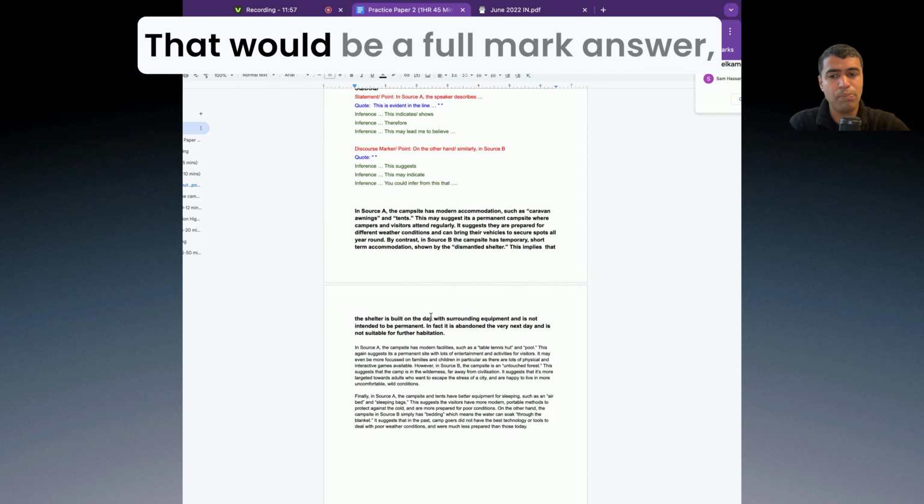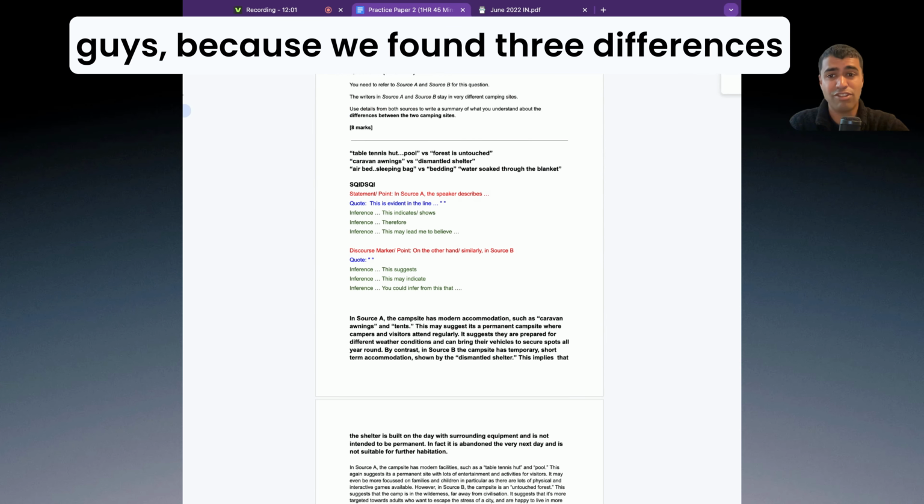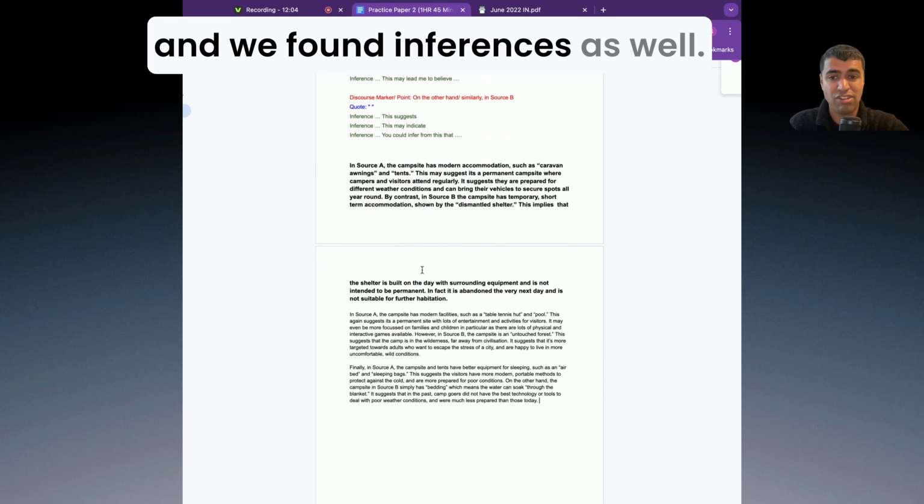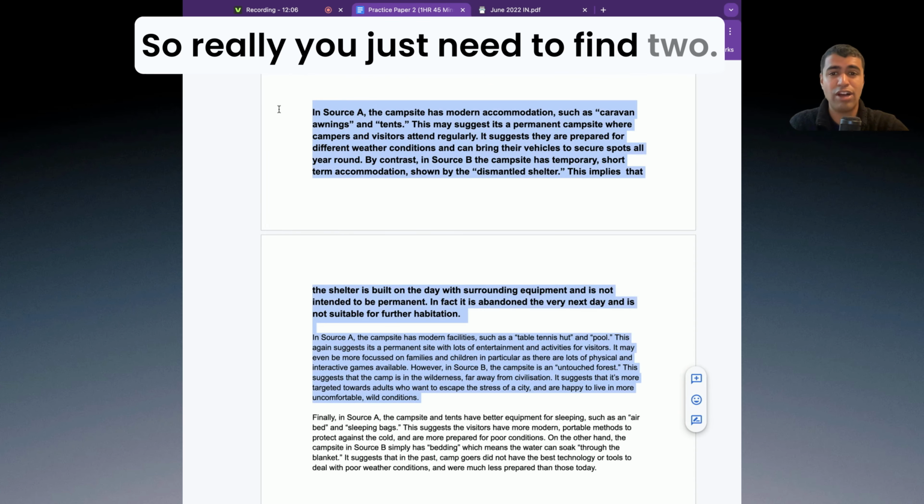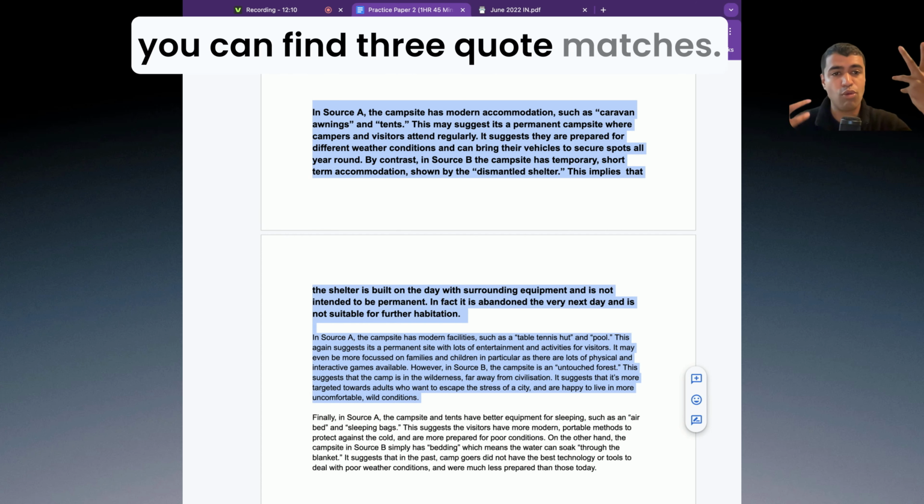So there you go. That would be a full mark answer, guys, because we found 3 differences and we found inferences as well. So really, you just need to find 2 if you got this many inferences. If you're struggling with that, you can find 3 quote matches.